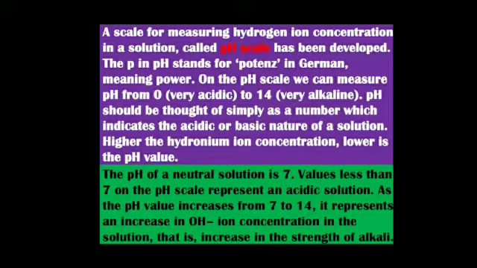The higher the hydronium ion concentration, the lower is the pH value. The pH of a neutral solution is 7. Values less than 7 on the pH scale represent an acidic solution. As the pH value increases from 7 to 14, it represents an increase in hydroxide ion concentration in the solution, that is, an increase in the strength of alkali or bases that dissolve in water.